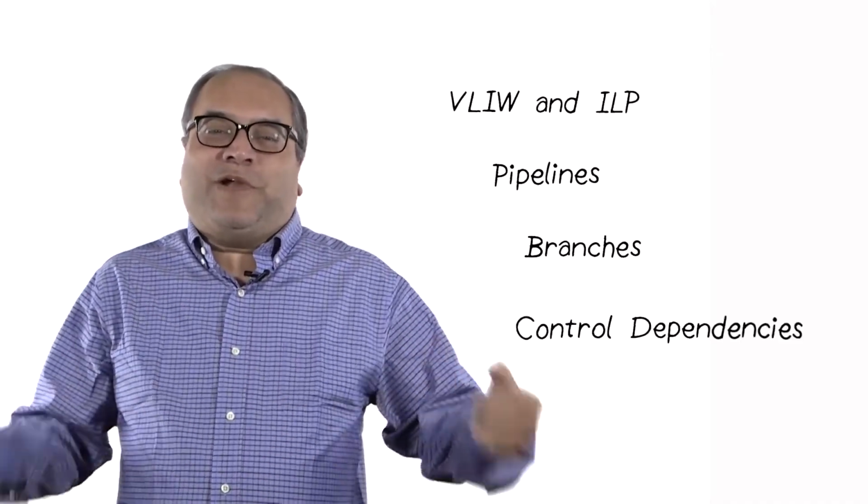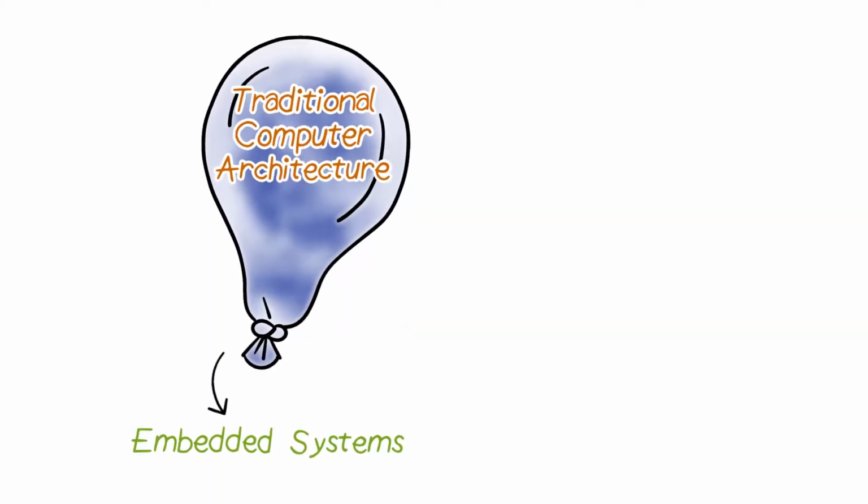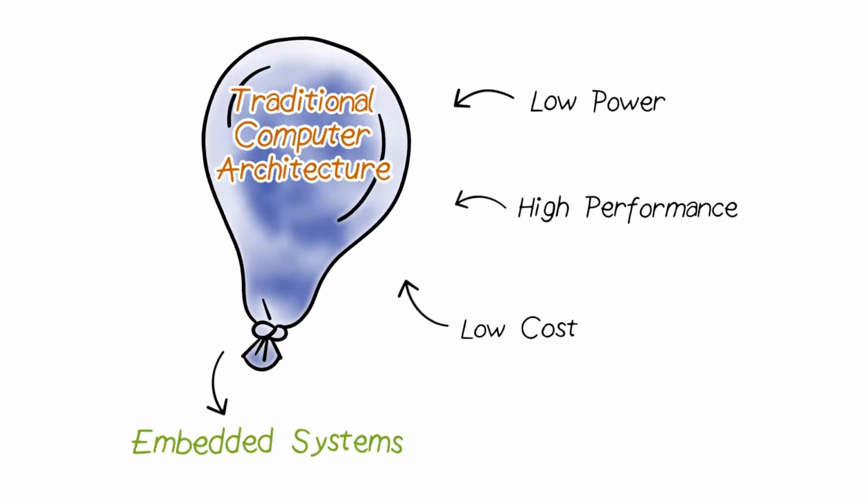In this lesson, we are going to do a quick review of computer architecture, introducing basic concepts. We'll focus on the areas that will have the greatest impact on embedded systems, namely VLIW and ILP, pipelines, branches, and control dependencies. However, embedded systems are different. The three key goals of embedded systems are low power, high performance, and low costs. Keep in mind how these unique design point features may be affected as you refresh your knowledge of computer architecture.